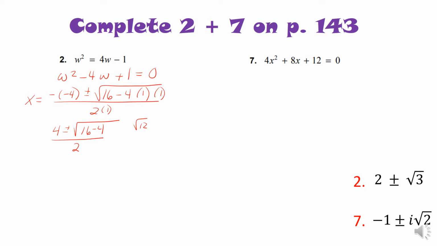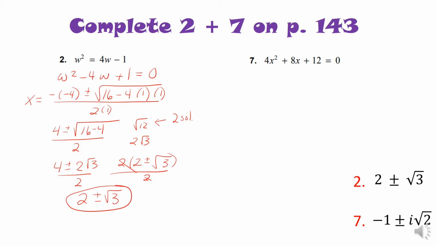So the reason we want to look at this is because we're going to say, oh, we're going to have 2 solutions because this is positive. So I'm going to simplify the square root of 12 to 4 times 3, so 2 square root of 3. So I get 4 plus or minus 2 square root of 3 over 2. I need to simplify this. Remember, you always want to simplify. So I'm going to factor out a 2. I get 2 plus or minus square root of 3 over 2. Those cancel. And my final answer is 2 plus or minus the square root of 3.